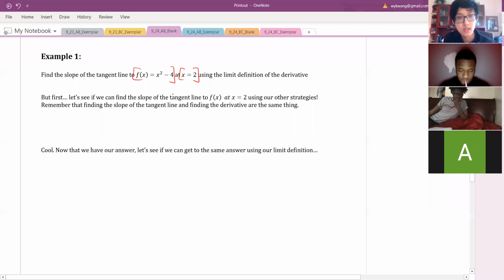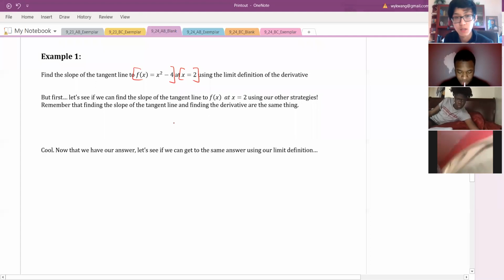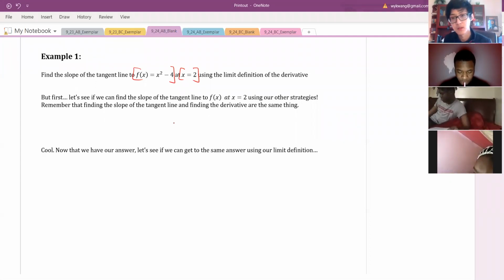So if I just asked you to find the derivative of this function at x equals 2, how would you go about doing it? Take like 30 seconds to find the derivative of this at x equals 2. And once you get your answer, please chat me. Awesome, thanks, Kalia. Yep, exactly right.